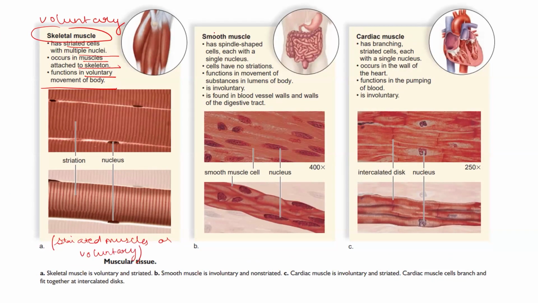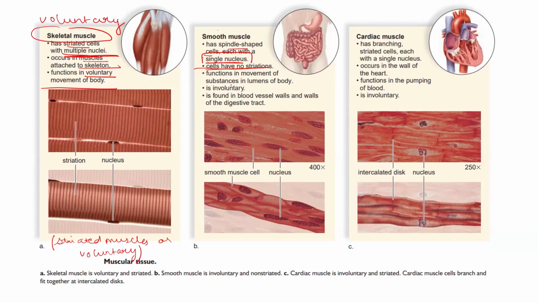Next, we have smooth muscles. Smooth muscles have spindle-shaped cells, each with a single nucleus. So unlike skeletal muscles where multiple nuclei are present within the cell, they have a single nucleus. Cells do not have any striations. No striations are present. But they function in the movement of substances in the lumen of the body, like in the passage of food throughout the digestive tract, etc.